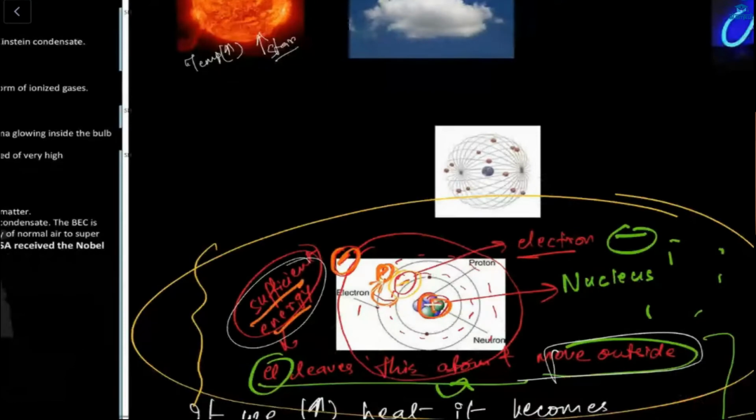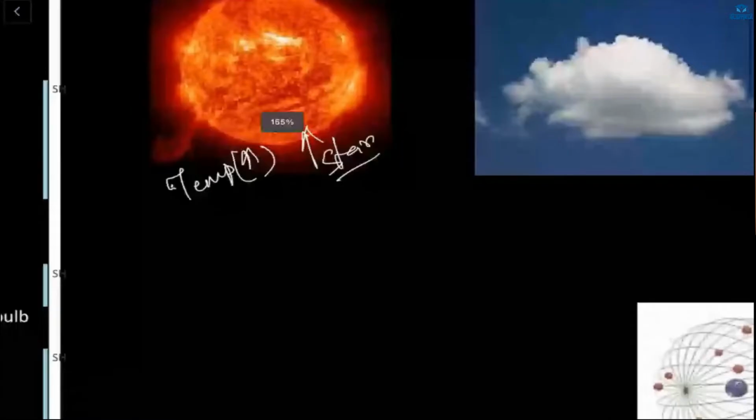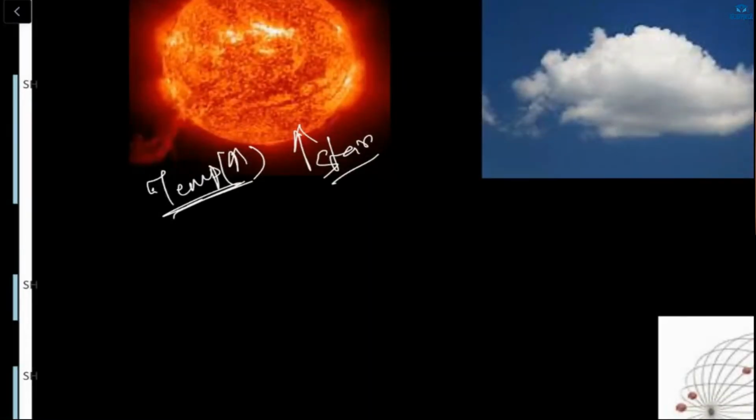See, this thing, can you guys relate? If temperature is very high, meaning the energy is very high, then what will happen? The electron will leave the atom, meaning the electron will leave and move outside. If temperature is very high, then sufficient energy is there inside this star. So this sufficient energy is available to make my electron move outside from the nucleus.